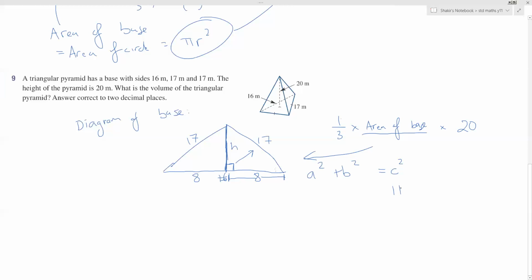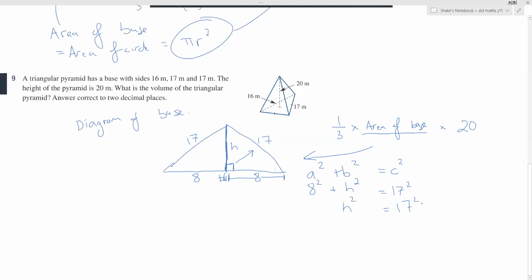So 17 squared will be on the right-hand side. On the left-hand side, let's say a is 8, so it'll be 8 squared plus h squared. The other short side is h. Now I just need to solve for h. Subtracting 8 squared from both sides, h squared will be 17 squared minus 8 squared.